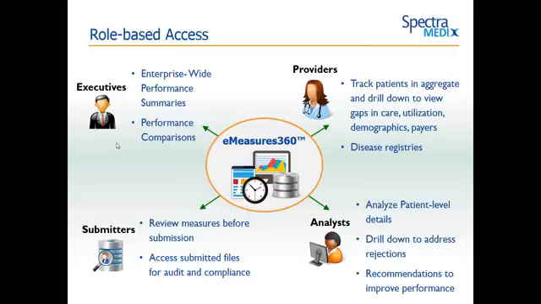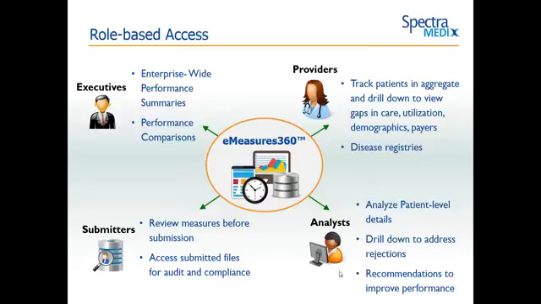The second role that we offer is a provider role. This is very key when you're looking at an ambulatory program such as PQRS, where the provider can log in, see their patients as an aggregate, and then drill down into that information to see gaps in care and utilization. We also provide disease registries as well. Then we offer an analyst or informaticist role.